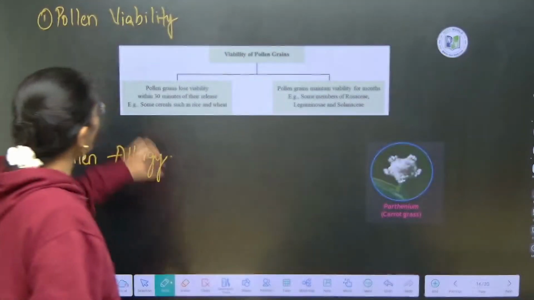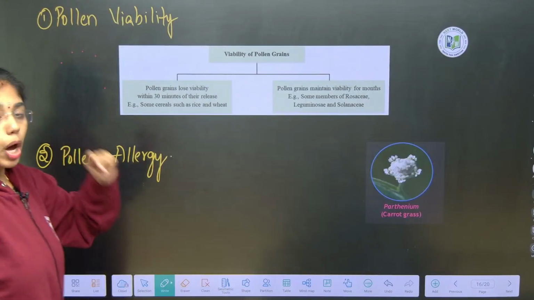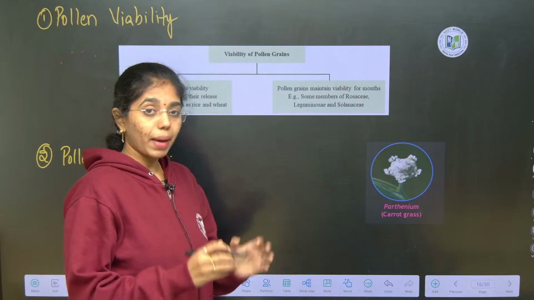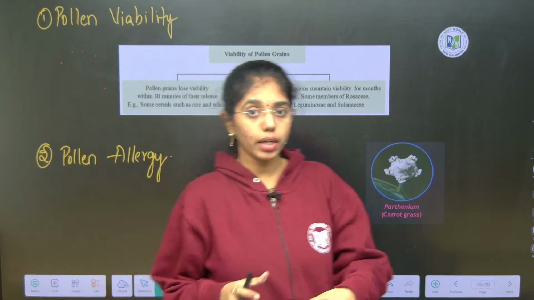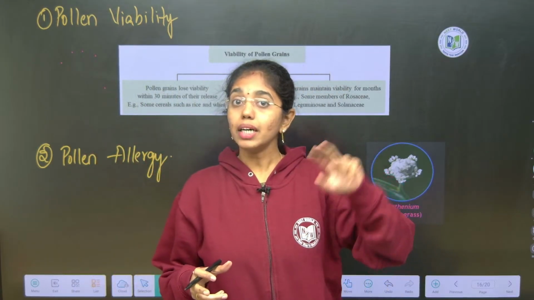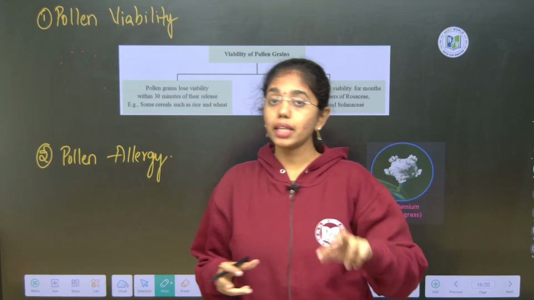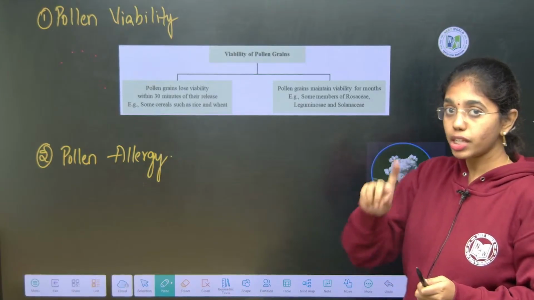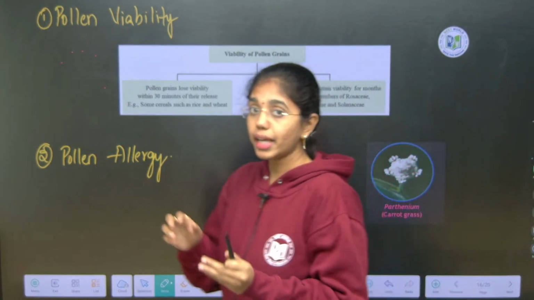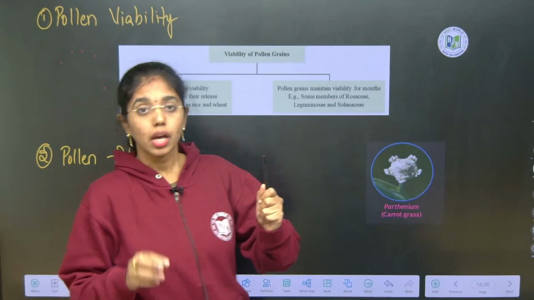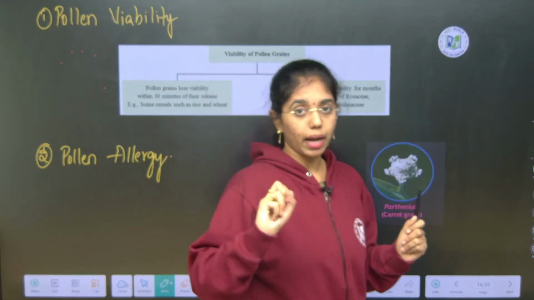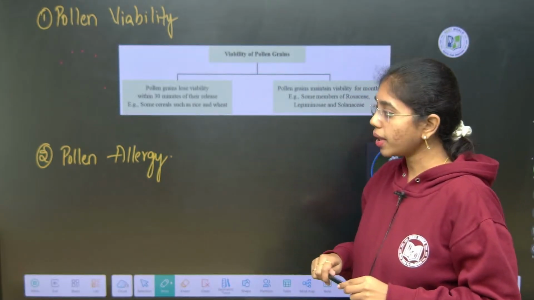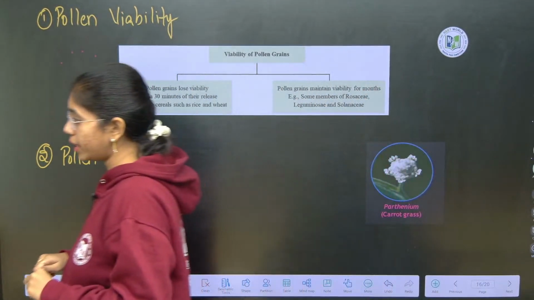So what is pollen viability, beta? Once pollen grains are released, the capacity or time period of the pollen grains to retain compatibility on the stigma is addressed as pollen viability.